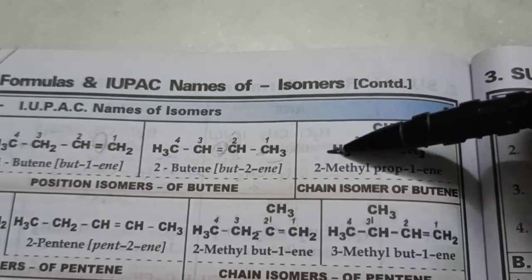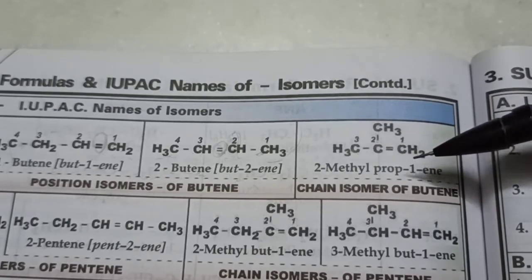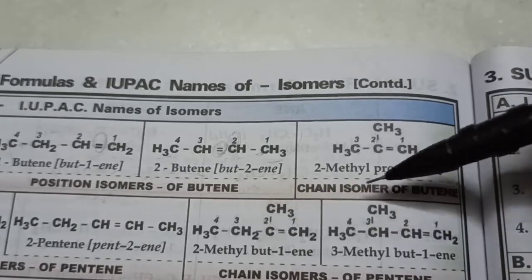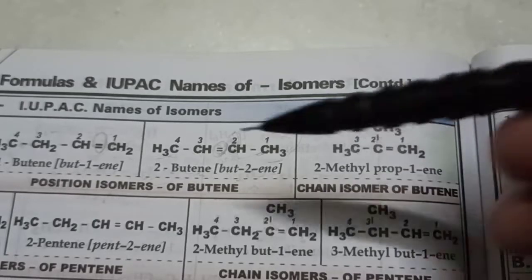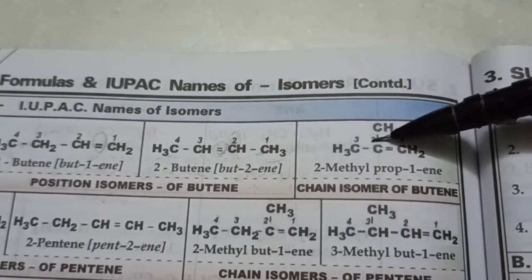Now how to name this? We'll come to that shortly. Things get interesting now. By the way, this is called chain isomer. This is a position isomer because only the position is changing. This is a chain isomer because it's a branched chain now.